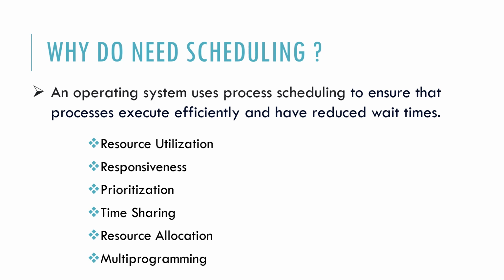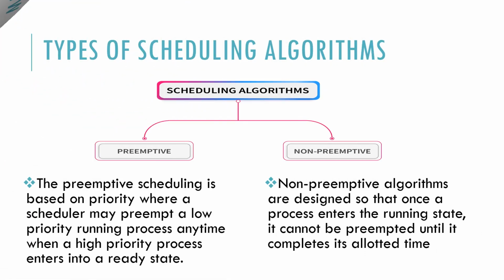Why do we need process scheduling? Resource utilization, responsiveness, prioritization, time sharing, resource allocation, multi-programming. Types of scheduling algorithms: preemptive and non-preemptive.